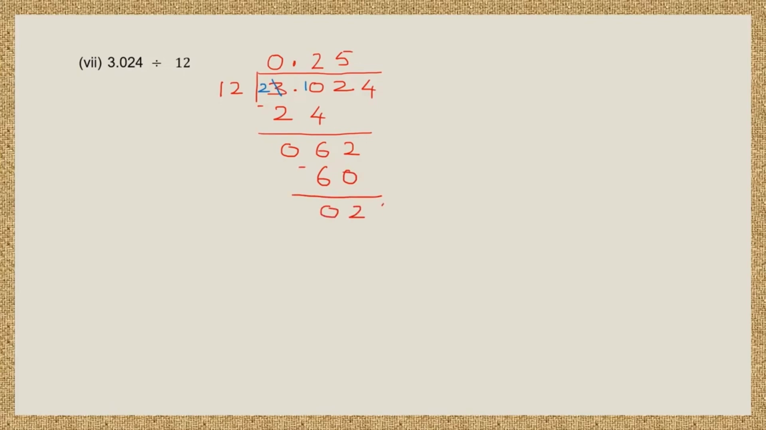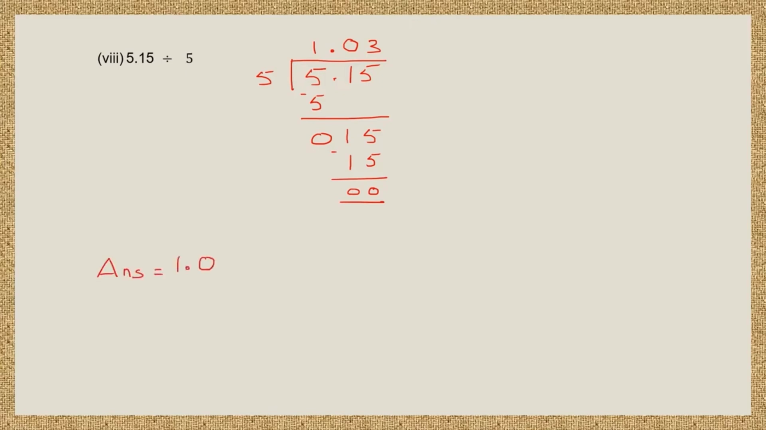Bring down the next digit, which is 4. Now my number is 24. Tables of 12. 12 twos are 24. Minus. So my answer to this question is 0.252.